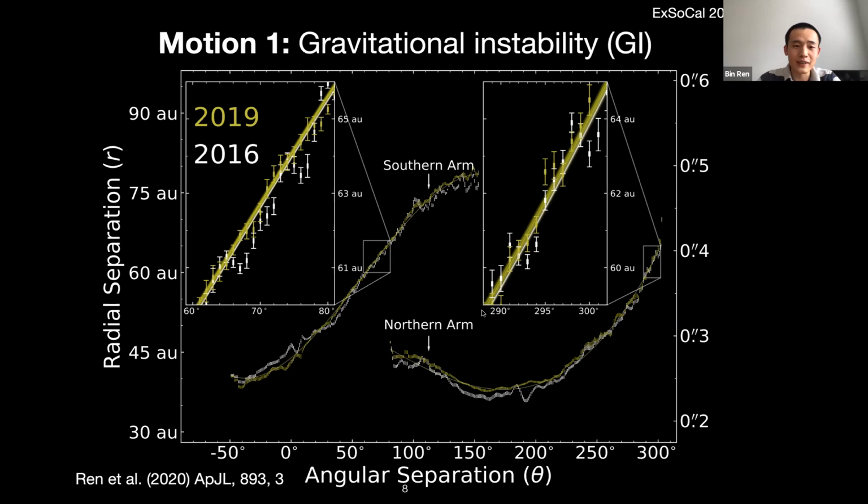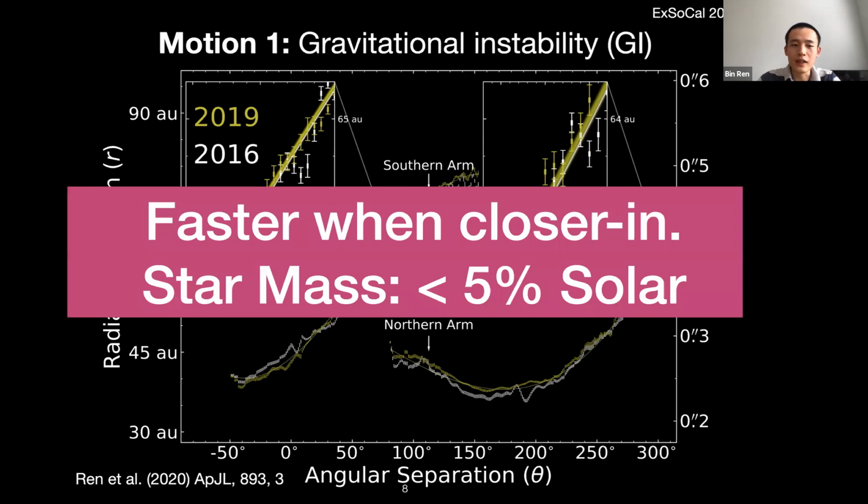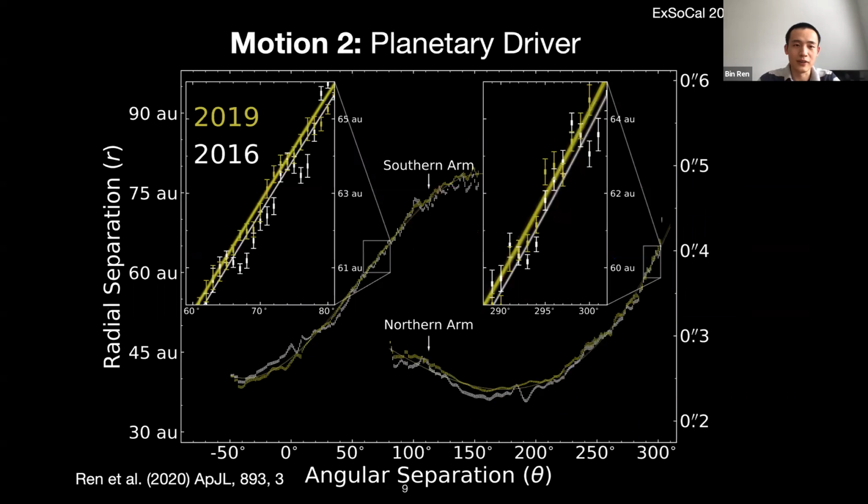Although at first sight you might say the fit is not bad, these motion rates will correspond to a central star mass. And we found that if the spiral arm system is actually moving in this way, then the star mass will be less than 5% of a solar mass, which is impossible, and is also an order of magnitude less massive than what we expect for this system. So what about the other scenario? The other scenario is that there is a planetary driver that is driving both spiral arms.